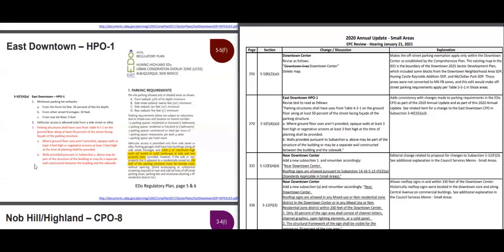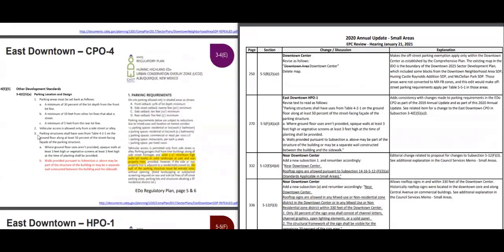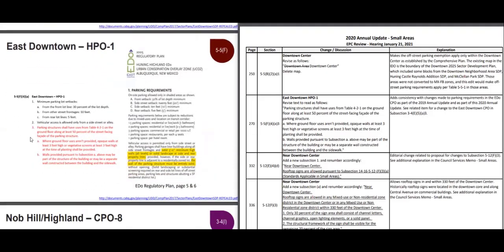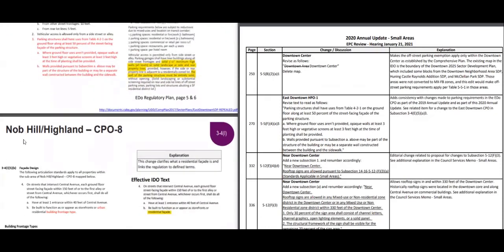We just covered the related change. Last year, this new text was added to 3 and 3A, and this year, the same text is added to the HPO. And part of the reason is that we want the HPO and the CPO to be consistent, and so the regulations should be matching each other.